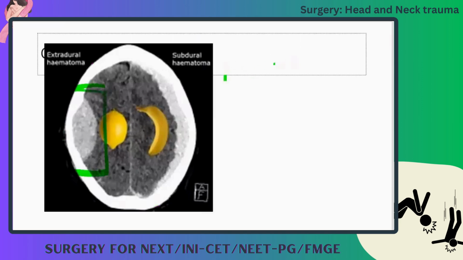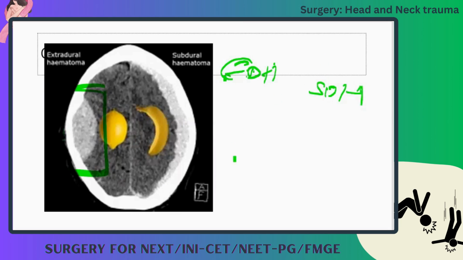What is EDH? Basically, what is EDH and what is SDH? Epidural hematoma, not antidiuretic hormone. Subdural hematoma and epidural hematoma. In neurosurgery, it is extradural hematoma and subdural hematoma.